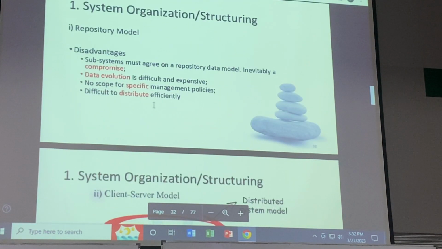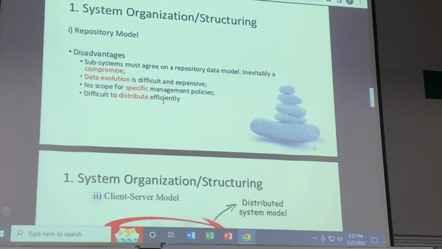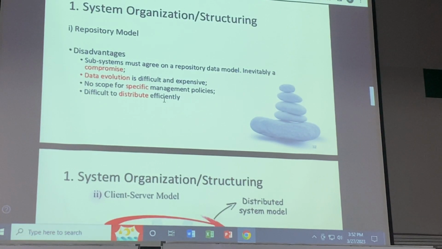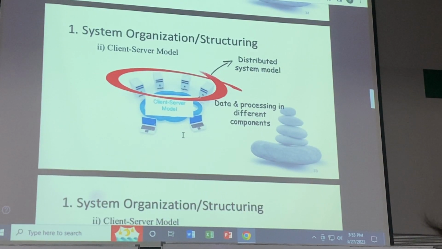The disadvantages here are that the subsystems must agree on the repository data model. There's no compromise here, and the data evolution is difficult and expensive. There's no scope for specific management, and it is difficult to distribute efficiently. You can expect it to be very fast, but it depends on the number of people using it. So there are some disadvantages also. Next, client server. What is client server?